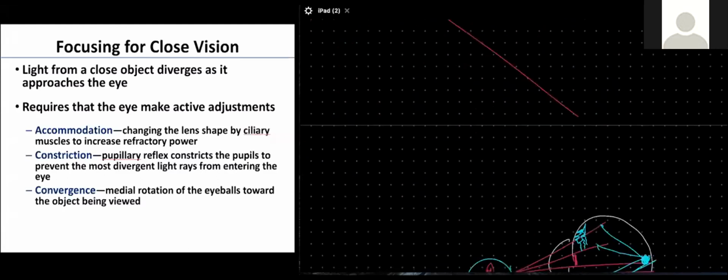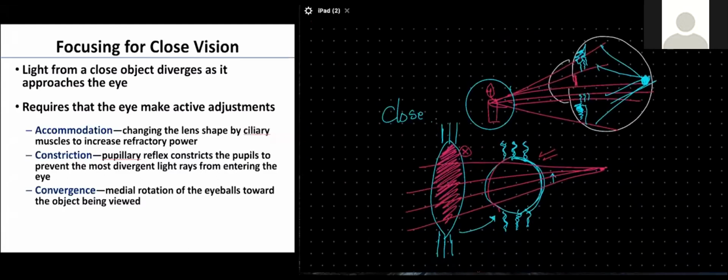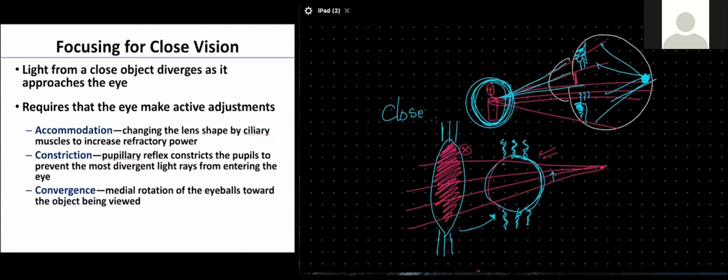But what is your problem when you get older is with a close object. With a close object, I will need a greater convergence power to focus those light rays on my retina. Easy, easy. What do we call this process again? It's accommodation.